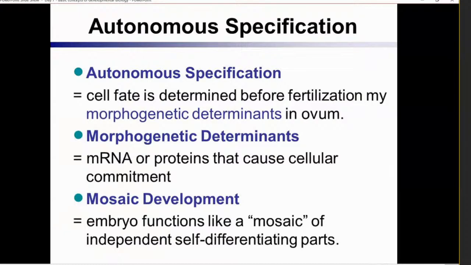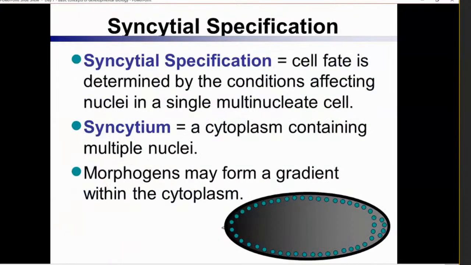The syncytial specification involves the nucleus multiplying unconditionally in the cytoplasm, where a morphogen may form a gradient within the cytoplasm, having a specific quantity and level. Then the conditional specification happens when cells interact with each other with specific signals. Similar cells then form the tissues. That is the conditional specification.